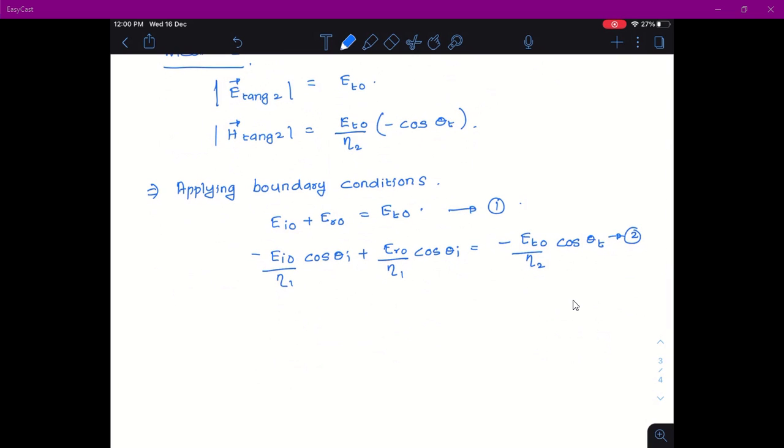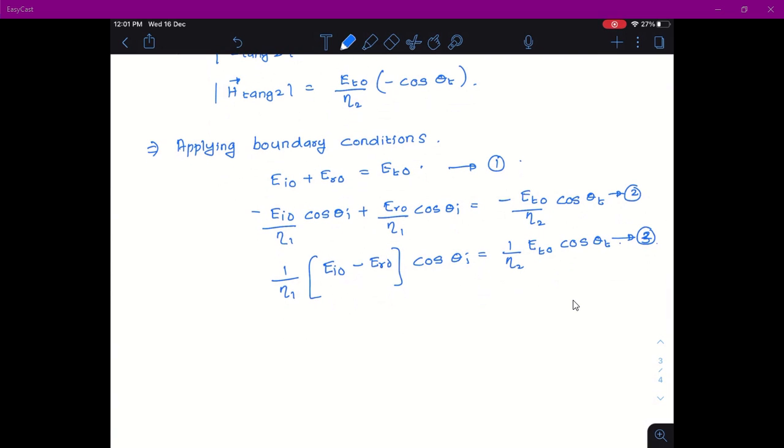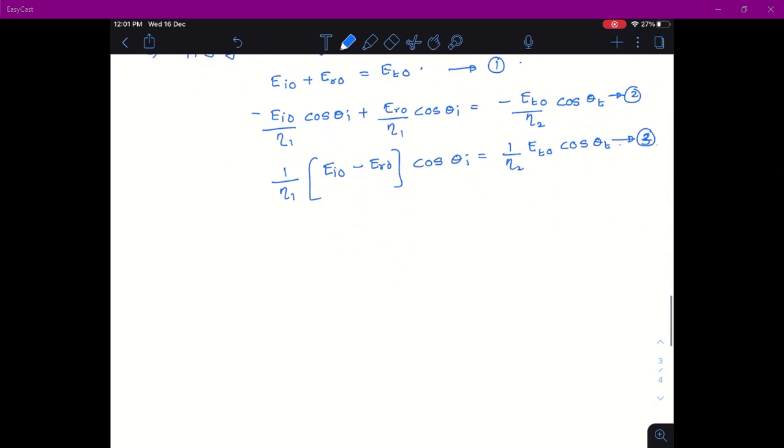So, I am just multiplying equation number 2 with a minus sign. So, I can write this as 1 by eta 1 multiplied by EI0 minus ER0 into cos theta I is equal to 1 by eta 2 ET0 cos theta t. I just multiplied with minus. So, let us say this is equation number 3. Fine. Now, we want to find a relationship, just like we did for parallel polarization. We want to find a relationship between EI0 and ER0, also EI0 and ET0. Okay. So, let us do the manipulations.